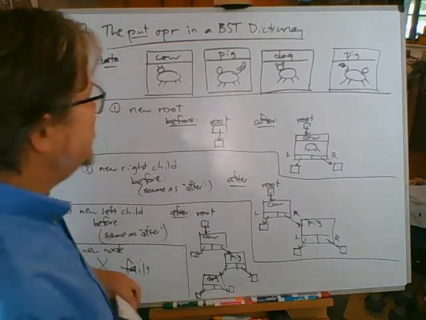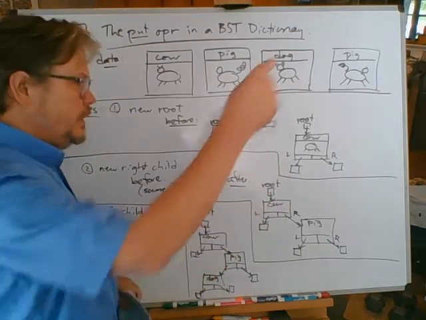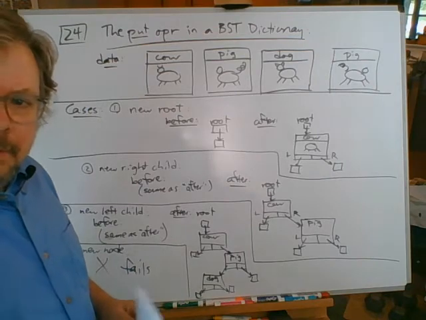Insert pig. When we try to insert pig, here we go. Cow, a pig is greater than cow. Pig equals pig. So we return false at that point and don't even go all the rest of the way down the tree.